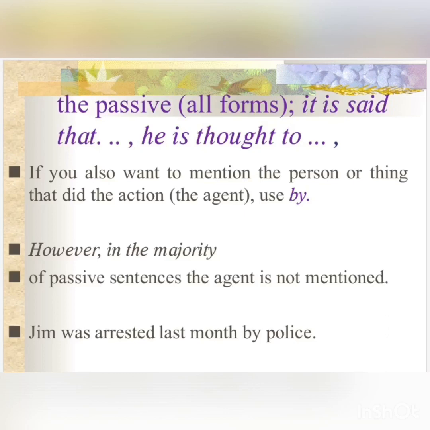But if you also want to mention the person or thing that did the action, you should use by. However, in the majority of passive sentences, the agent is not mentioned. But you may say, Jim was arrested last month by the police. Great.